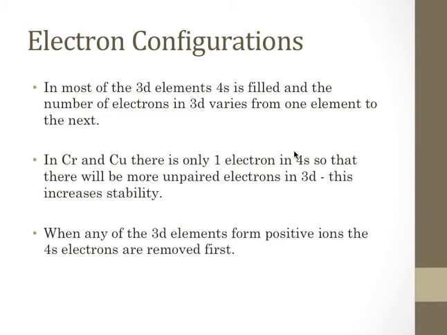So as far as electron configurations of the transition elements, remember most of the 3D elements, the 4s is filled, and then the number in the 3D varies from one element to the next. In both chromium and copper, there is only one electron in the 4s. And this is so that there will be more unpaired electrons in 3D. That increases the stability.